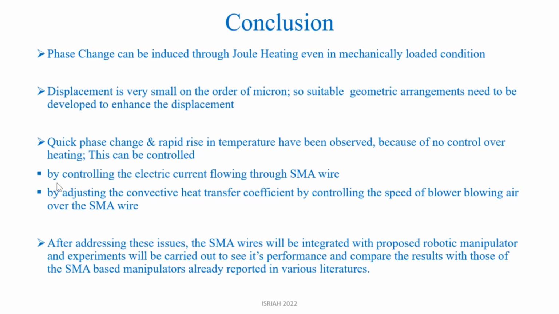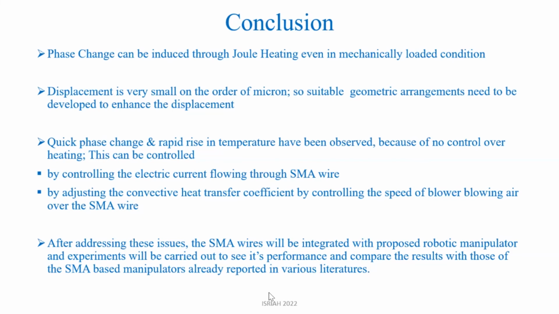So what we are thinking is that we may control the electric current flowing through the SMA, or adjust the convective heat transfer coefficient by controlling the speed of the blower blowing air. By this we can control the heating and phase change of the SMA wires. After addressing these issues by implementing some control methods of electric current or convective heat transfer, the SMA wires will be integrated with the proposed robotic manipulator, and experiments will be carried out to see its performance and compare the results with those of SMA based manipulators already reported in the literature.